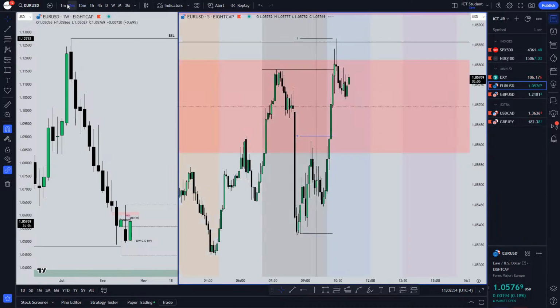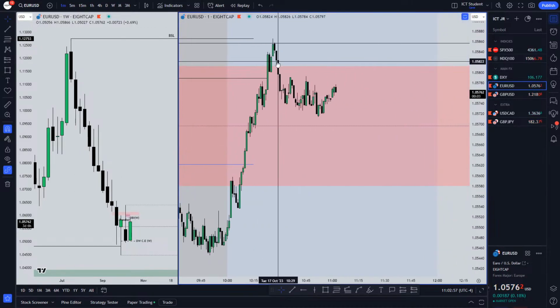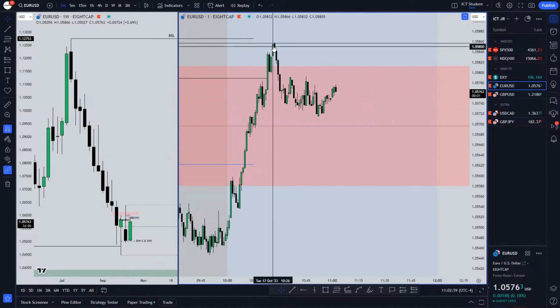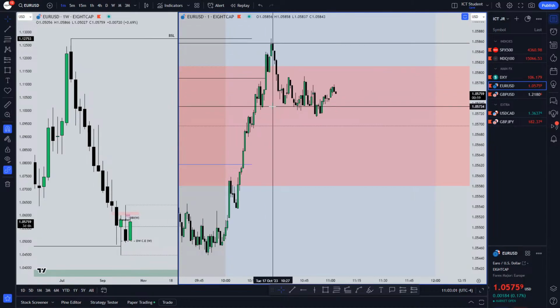I just need to see strong displacement. This isn't really strong displacement. This right here, multiple down close candles, would be strong displacement. That's what I'm waiting for.